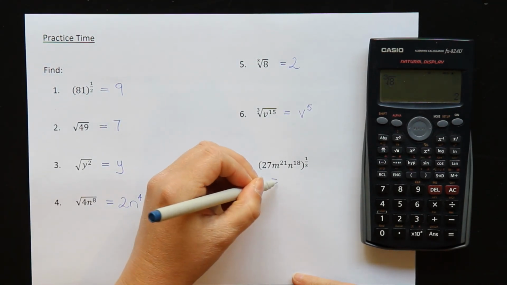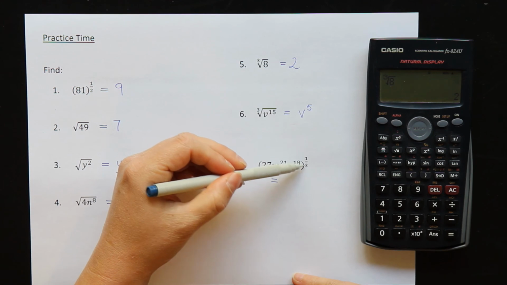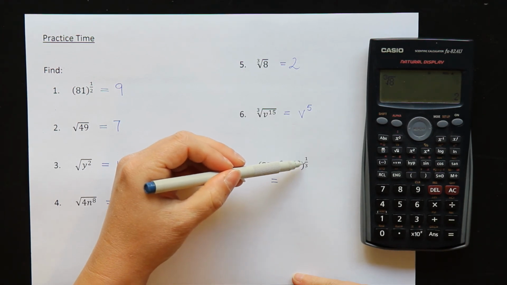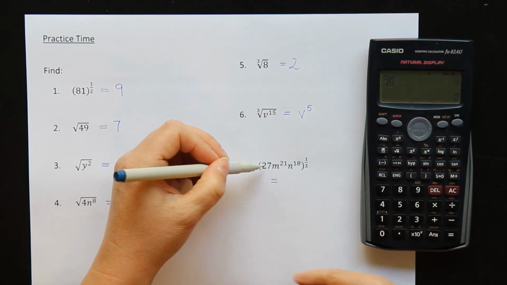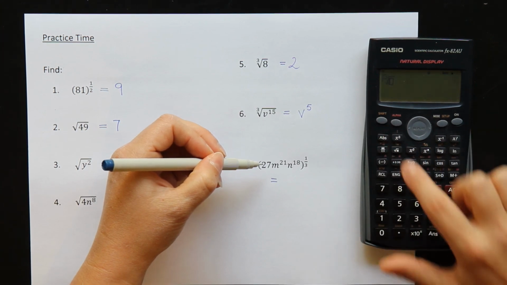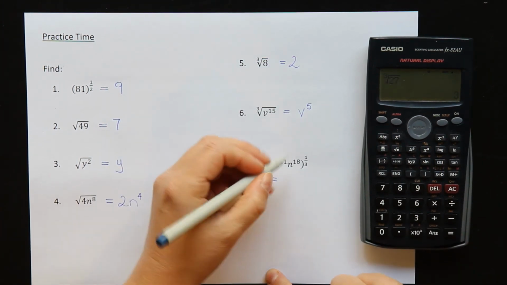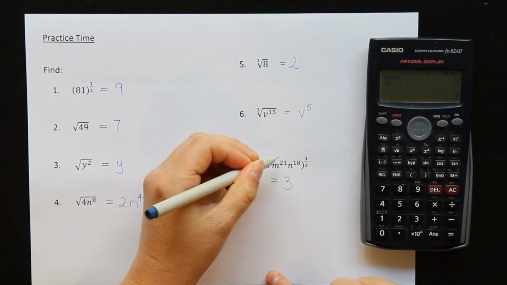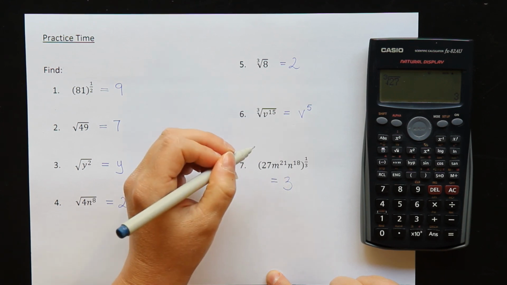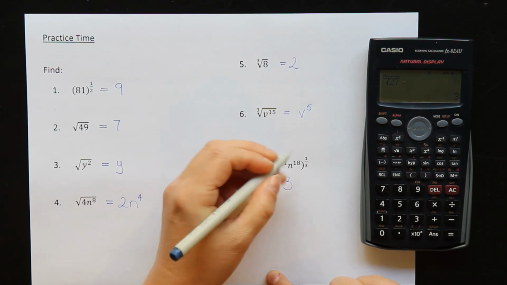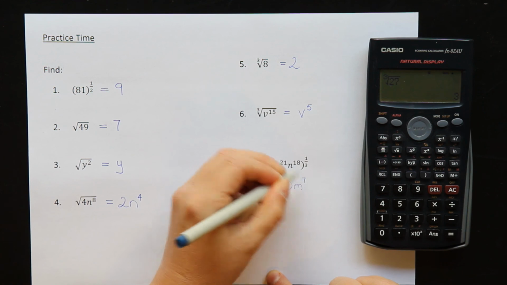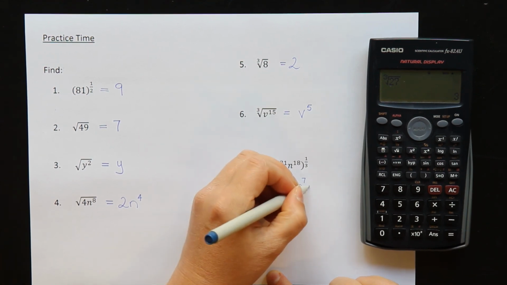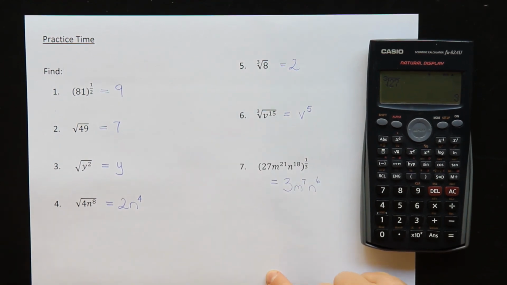Okay, and here's the big messy one at the end. A power of a third just means a cubed root. So I have to cube root 27. We can use the calculator for that part. Cube root of 27 is 3. And then each of these powers we have to divide by 3. 21 divided by 3 is 7. And 18 divided by 3 is 6.